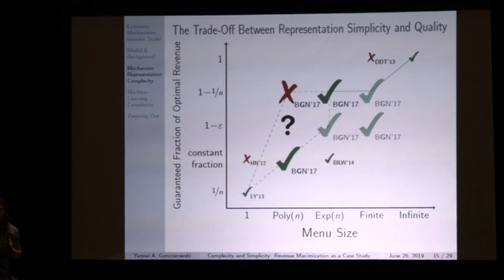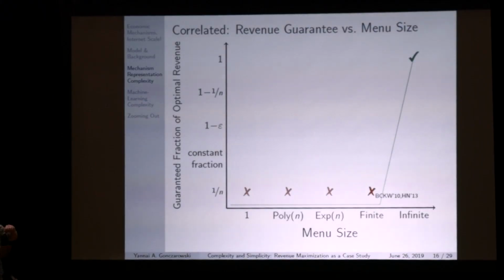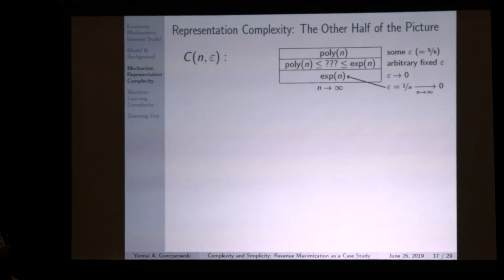And there's an open question here, which I think is very interesting for whoever in the audience wants to work on this line of work. 99% of the optimal revenue, can you guarantee that using a menu size that's polynomial in n? I don't know. So this should always be compared with what happens with correlated goods. Nothing can be guaranteed unless you have an infinite menu size. So to sum up the results I've told you about so far, poly n would get you some fraction, exp n would get you an approximation that improves as n grows, but this is only half of the picture.